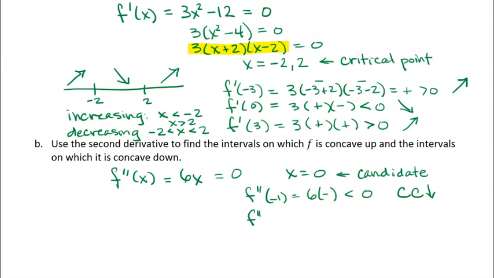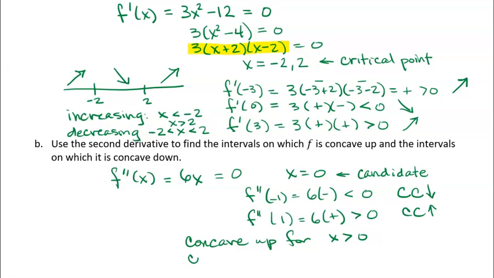And the second derivative at something bigger, so let's maybe pick 1, but it doesn't really matter. Any positive number, you take 6 times a positive number, it's got to be positive, right? So it's concave up, all right? So we're going to say that it's concave up for x greater than 0, and it's concave down for x less than 0.